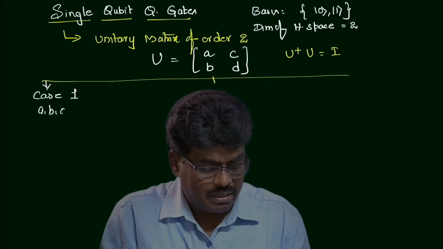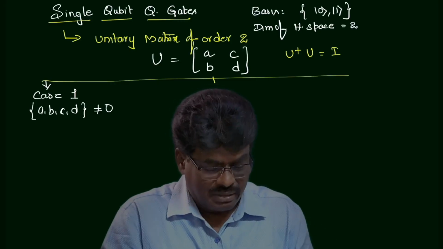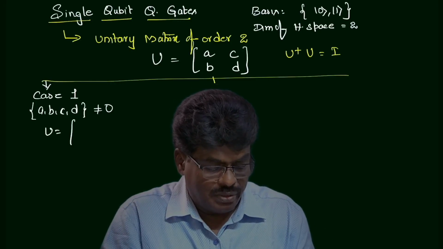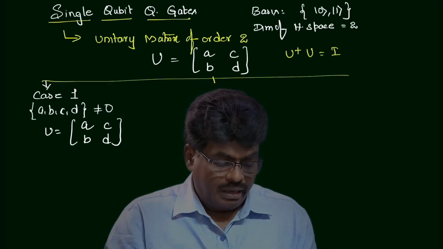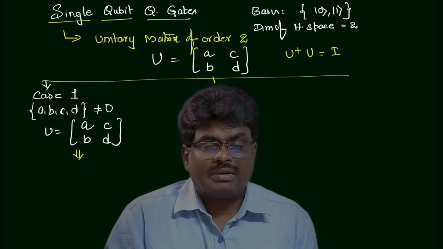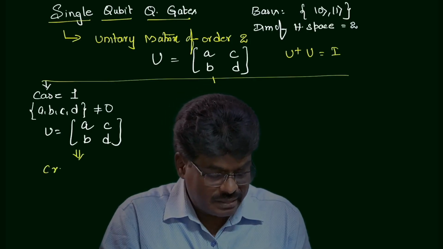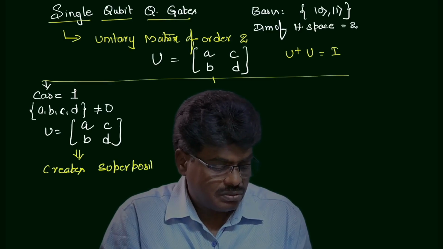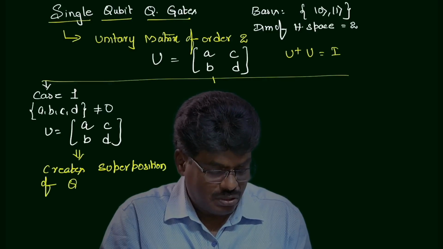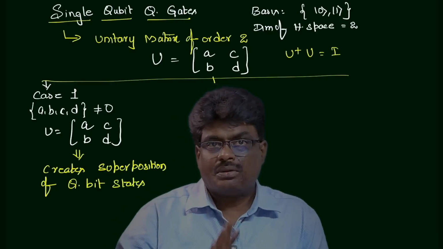That means case 1: A, B, C, D, all these elements are not equal to 0. This part is very crucial. I request you please focus. And here U equals A, B, C, D, like this. And whenever all the elements are non-zero, what it will do is create a linear superposition of qubit states. You will understand in the examples, no need to get tension.